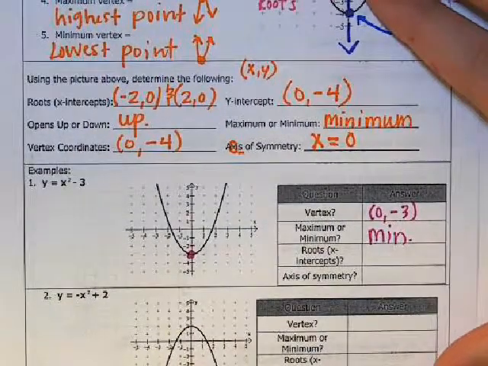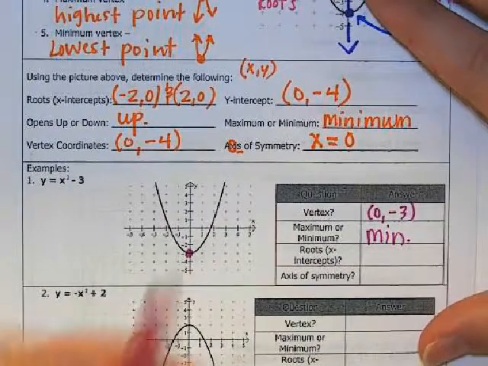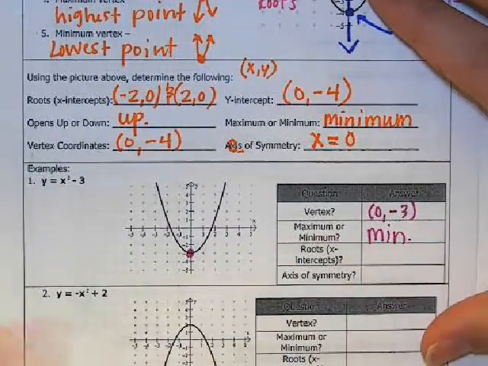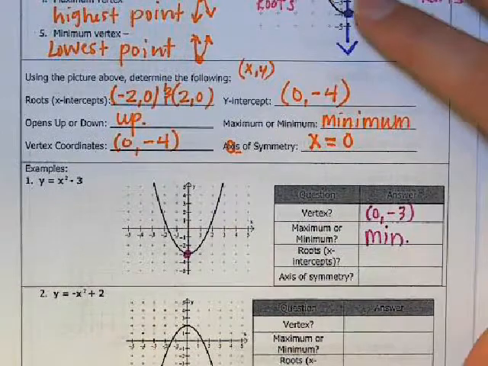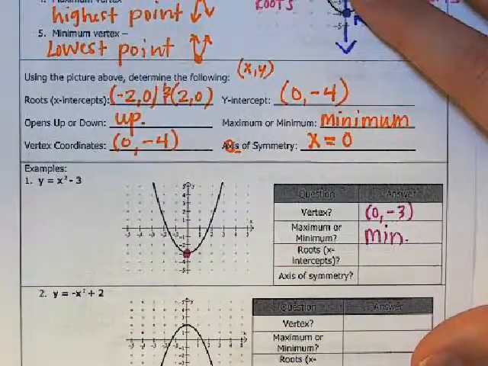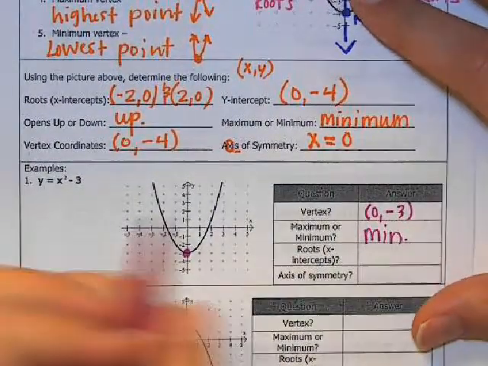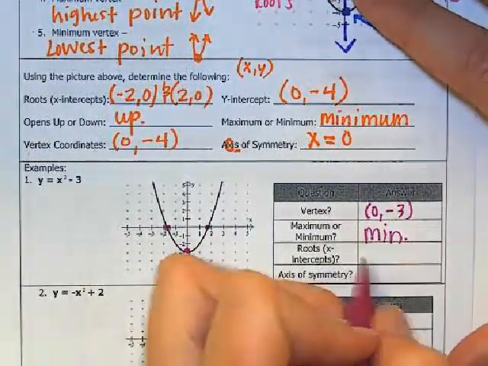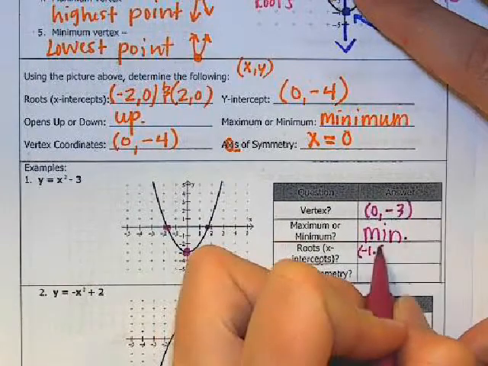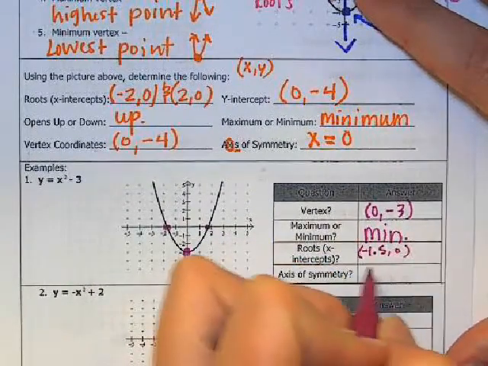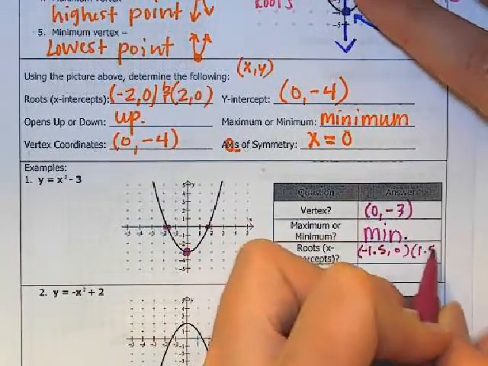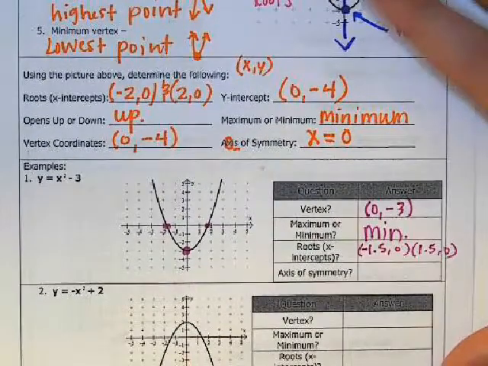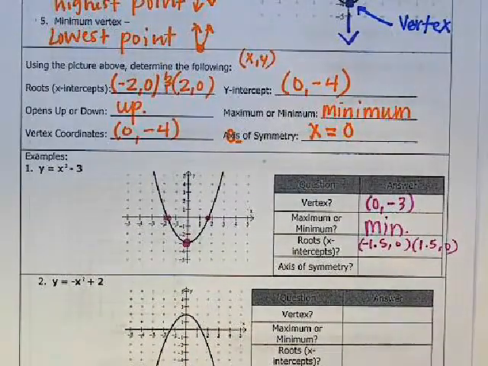Roots means x-intercepts. For today, we're just going to guesstimate. Later in this unit, I'm going to show you how to find the exact decimal, but right now, if it's in between, we're going to say 0.5. So I'm going to say this is -1.5, 0, and +1.5, 0.